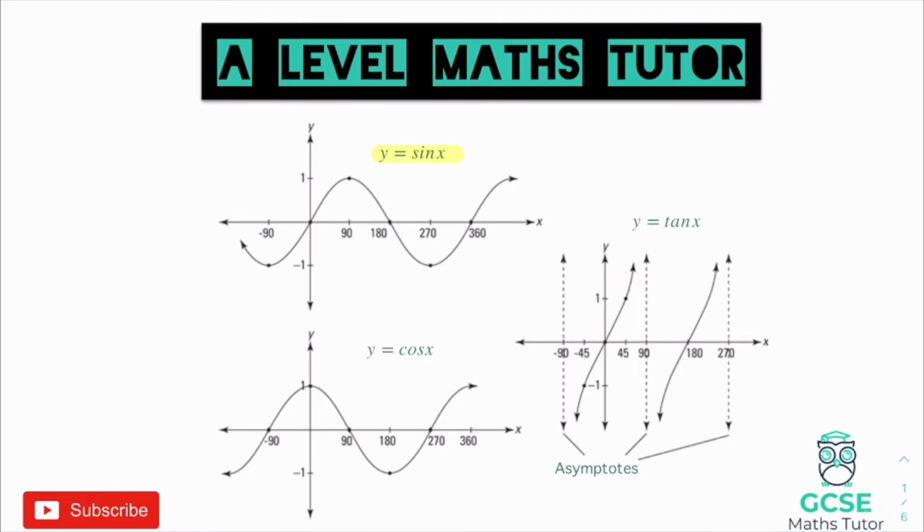For the one below, for the cos graph, this is the sine graph which has been translated 90 degrees to the left. So you can see instead it starts at 1 on the y-axis, but then it follows a very similar pattern. It goes down through 90, under 180, up through 270 and up and over 360. And again, this goes on infinitely to the left and right of the y-axis, but it follows this pattern.